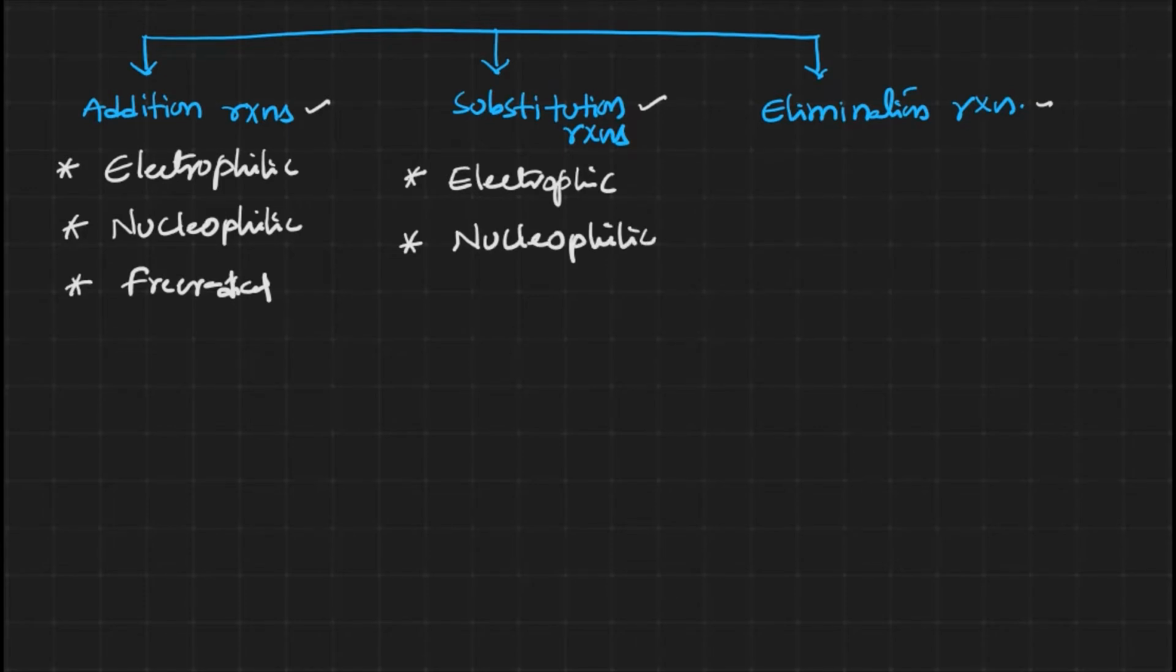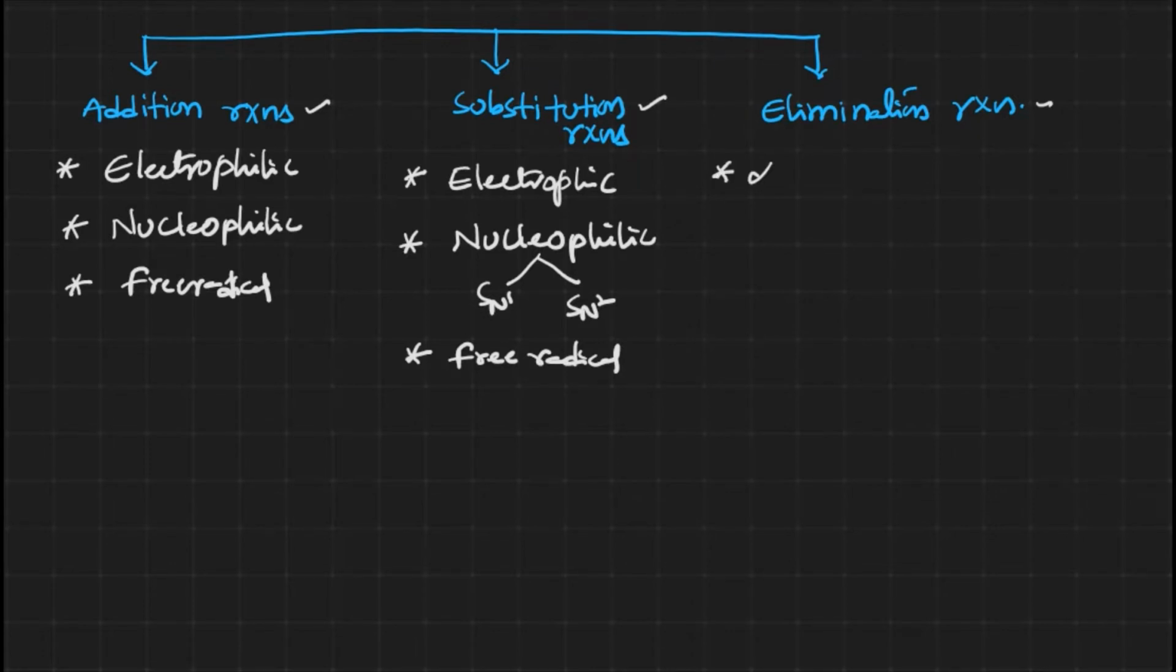Nucleophilic substitution reactions are classified into two types: one is SN1 and the other is SN2. And third, we have free radical substitution reactions. Okay. And elimination reaction.